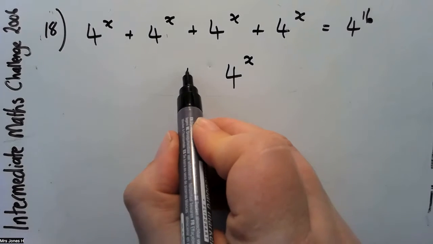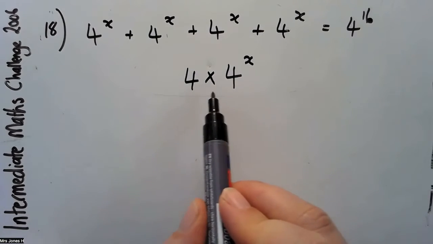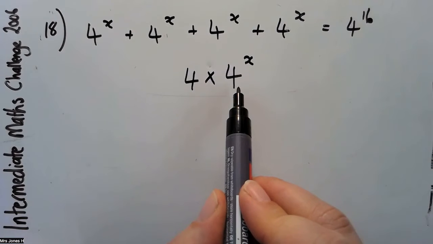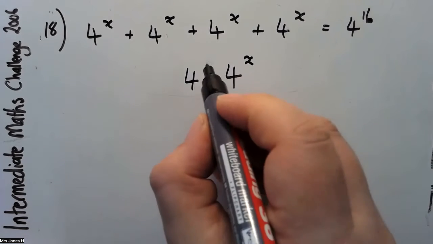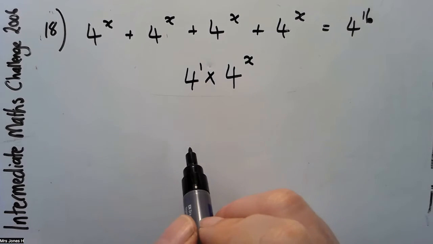4 of them. So we've got 4 lots of this, we can convert an addition into a multiplication. 4 lots of this. This has actually got an invisible 1 here. 4 to the power 1 is the same as 4. We just don't write that 1.